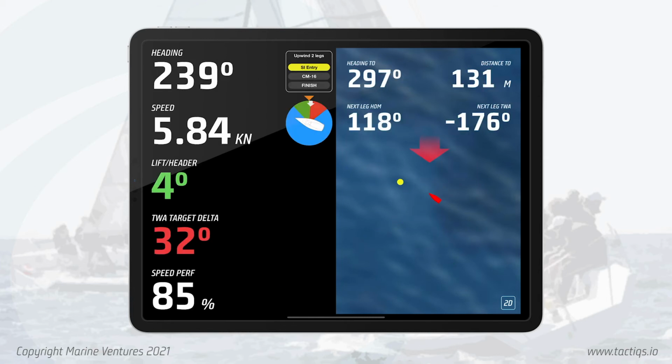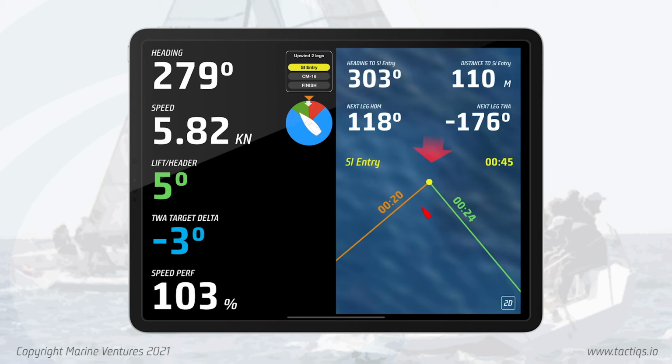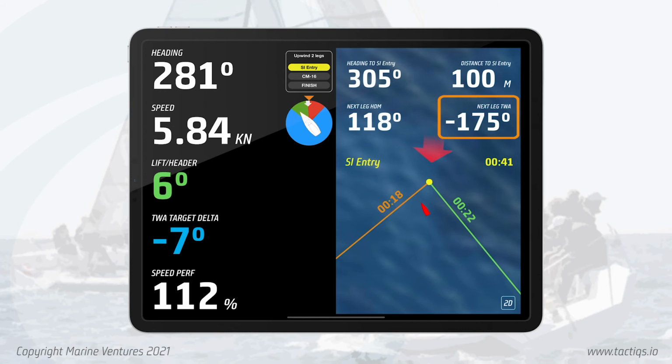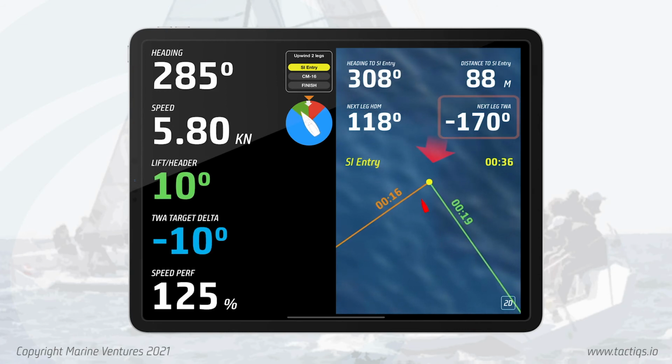Once the gun goes off, the numerical view automatically switches to the performance mode, and the bird's eye view changes to leyline mode. This mode shows you the estimated time to each leyline if you sail at 100% of your target speed. You can also find the expected true wind angle for the next leg to help you plan for any sail changes at the next mark.